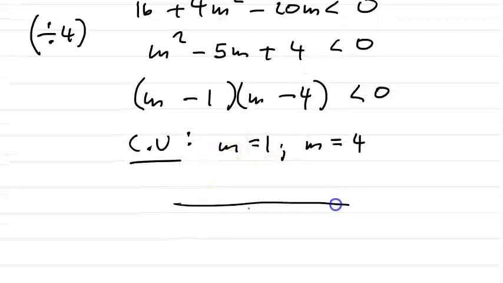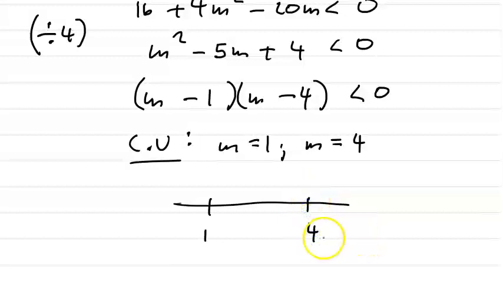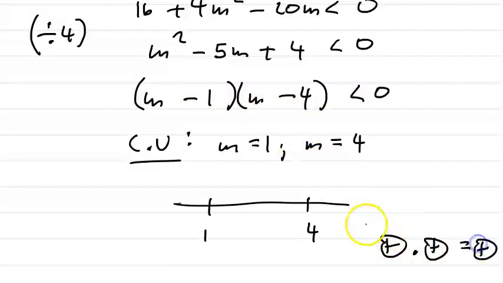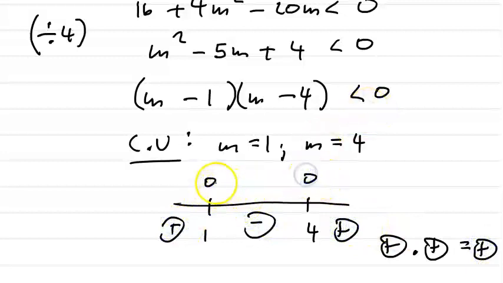Therefore, now I will draw the line, put my CVs in order, 1 and 4. If I substitute a value greater than 4, which will be 5, into this, I would get m, which is 5 minus 1 is 4, so that will be a positive, times 5 minus 4 is 1. That's also going to be a positive, which will equal a positive. So therefore I have positive here, negative, and positive. So where will it be less than 0? Less than 0 will be here. So therefore my answer will be m greater than 1 and less than 4. And that's my solution. M must be greater than 1 and less than 4.